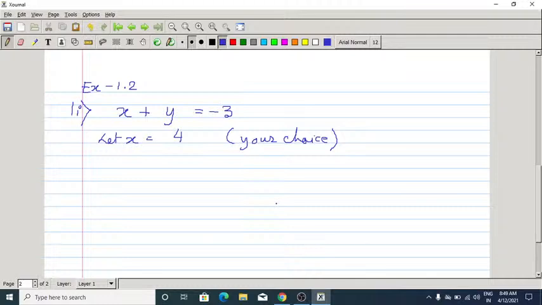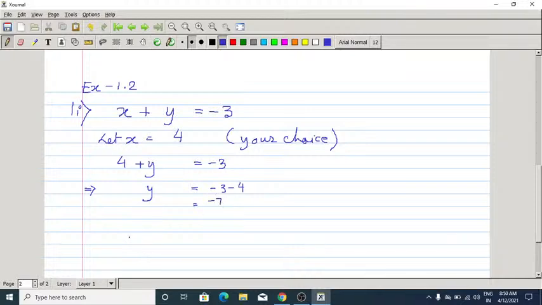Now the other one, that is the y, you have to generate from this equation. So let's put 4 in place of x: x plus y is equal to minus 3. So we know that if you want to find out y, then you have to take 4 on the other side. So minus 3 minus 4. This is plus 4 this side, so if it goes to the other side of the equal to sign, then it will become minus. So that is minus 7.